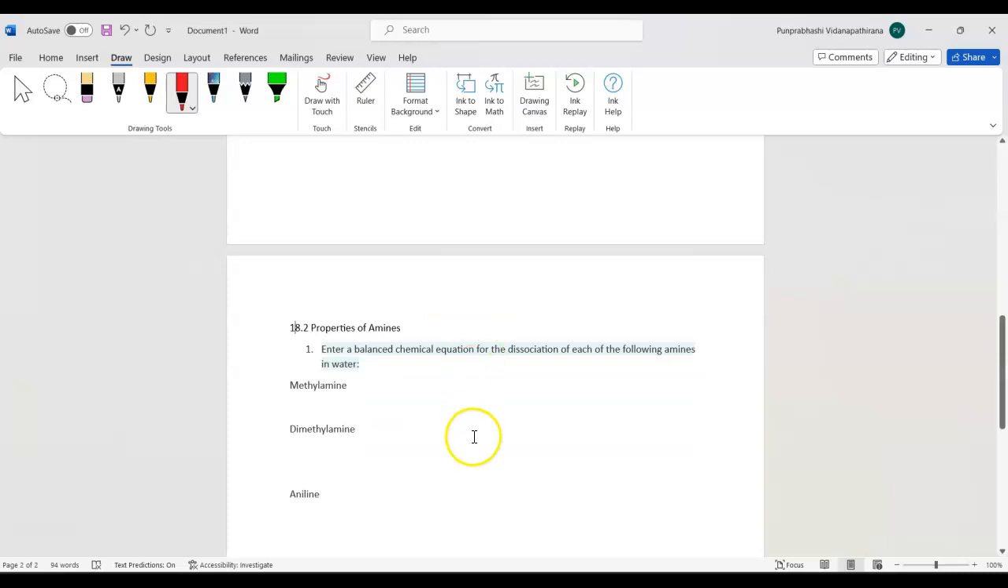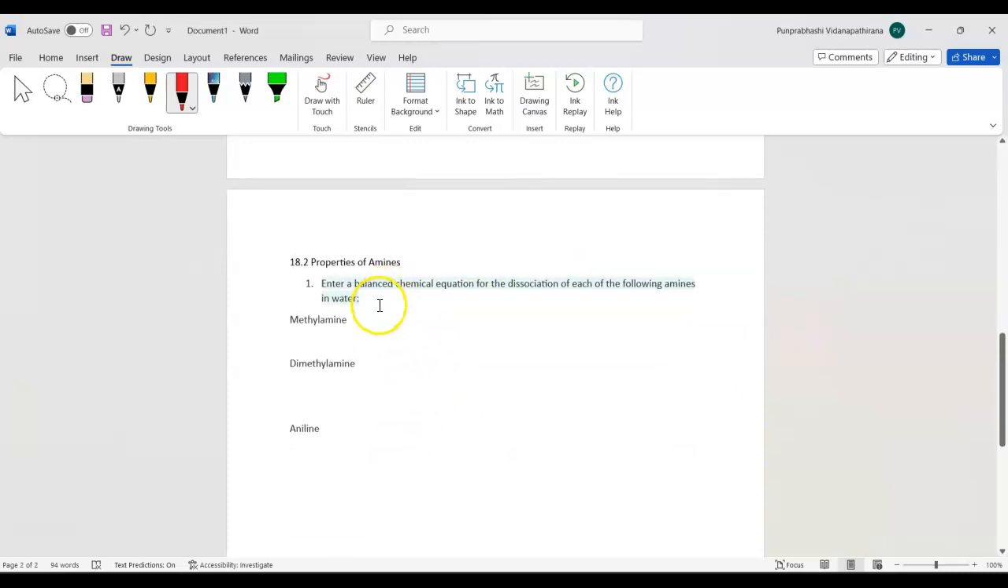The next question is on properties of amines: write a balanced chemical equation for the dissociation of each of the following amines in water. It asks you to write a balanced chemical equation, so you should know how to write these equations. I will just write it down. The first one is methylamine. How do you write the formula? The methylamine formula will be like this: CH3NH2. And this is the dissociation in water, so the reaction with water.